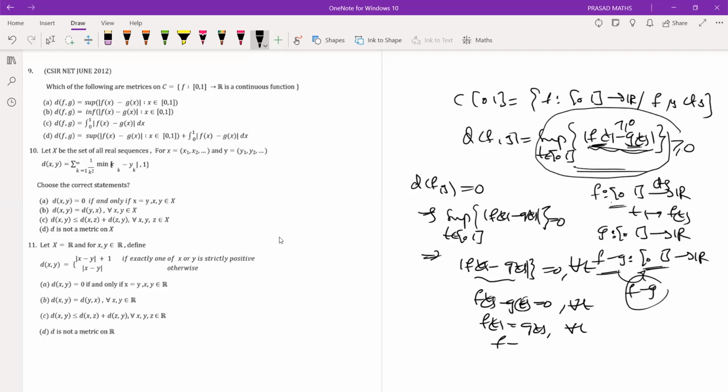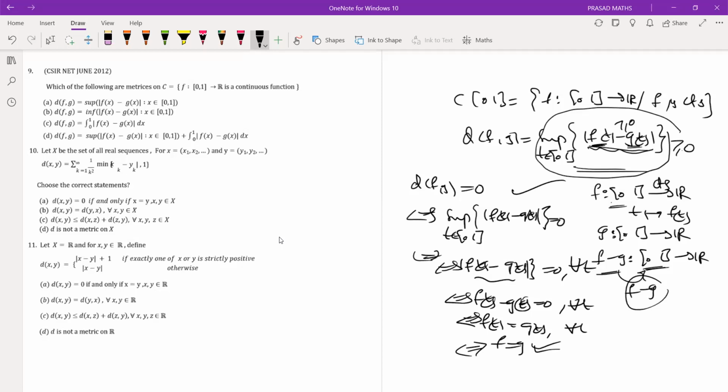That means f must be equal to g. Both are equal functions because their domains are the same and their ranges are the same. Therefore, they are equal functions. The converse is also true, right? The converse is also true. So automatically the second condition holds.